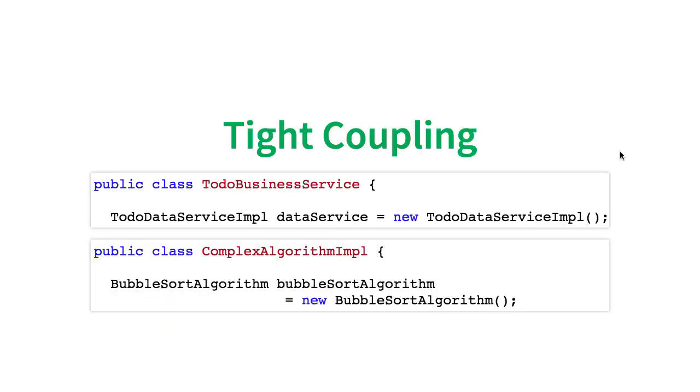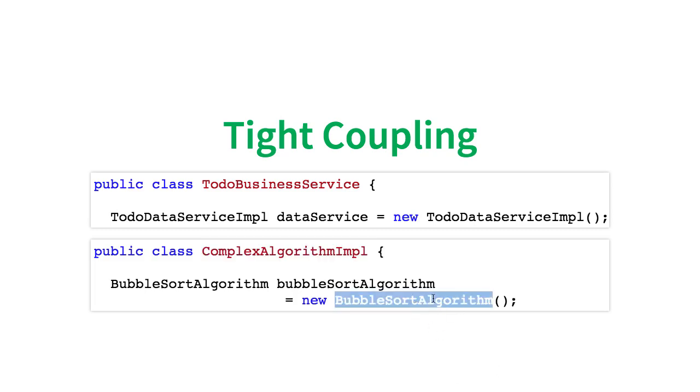Whenever we write code, we would want to write loosely coupled code. What do we mean by loose coupling? Loose coupling is basically that when you change any component, the other components should not get affected. You can look at the to-do business service in here. It's tightly coupled to the to-do data service IMPL. This complex algorithm IMPL is tightly coupled to the bubble sort algorithm.